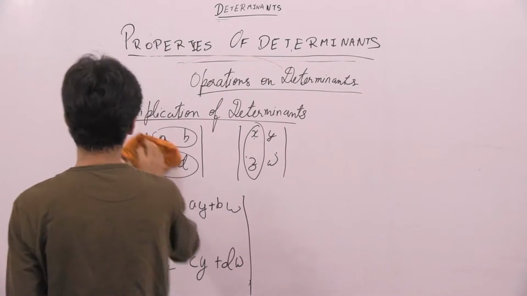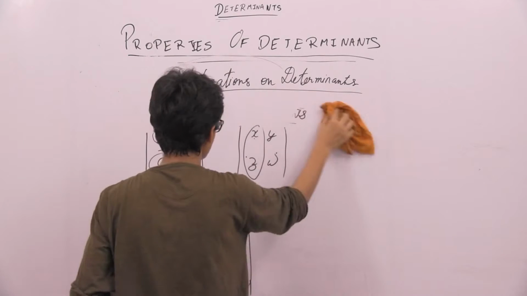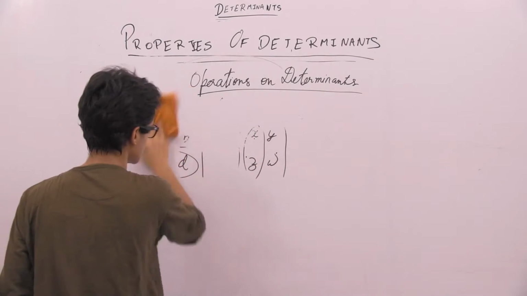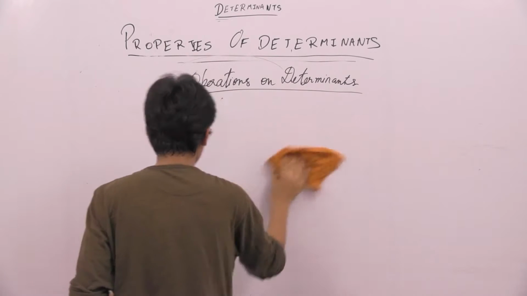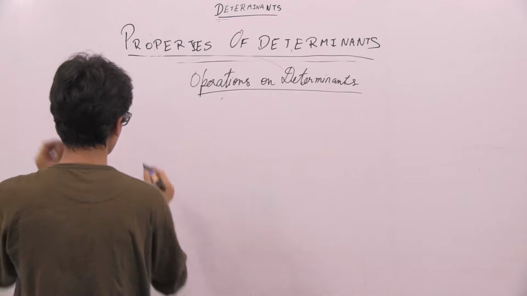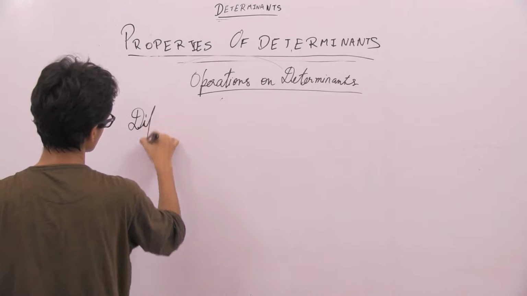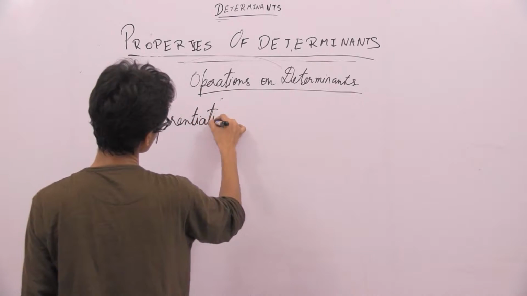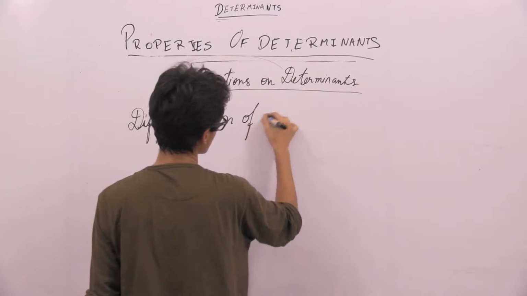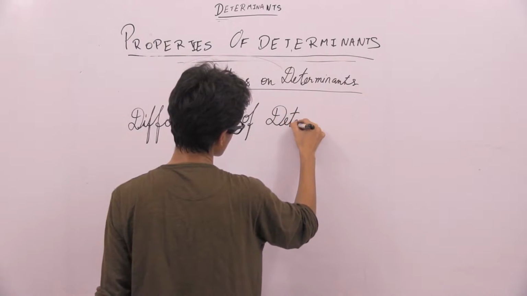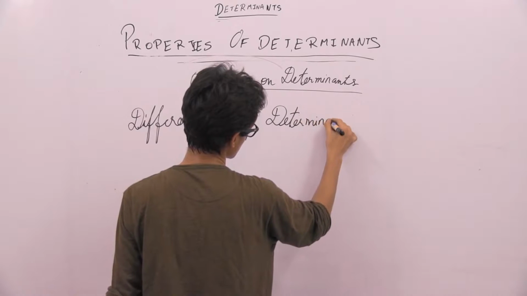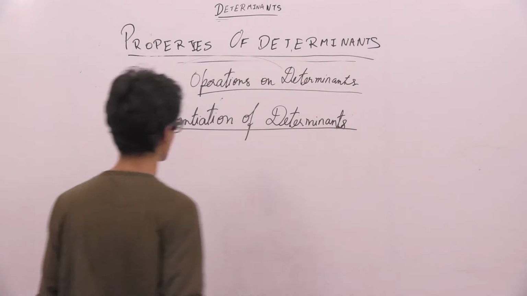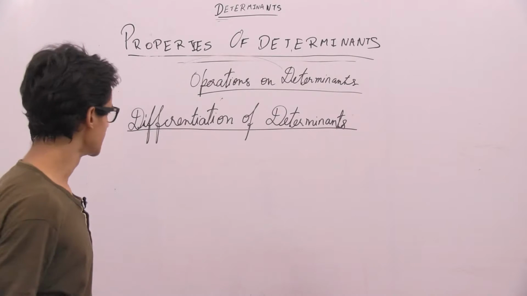Now let's talk about some more operations on determinants. The next operation is differentiation of determinants. So what do we mean here?